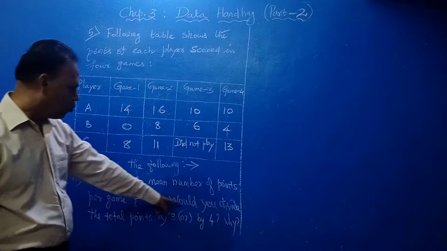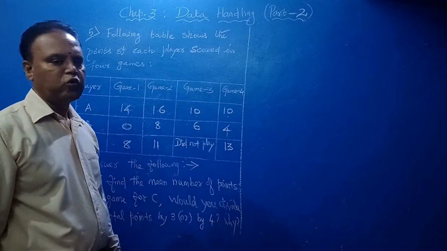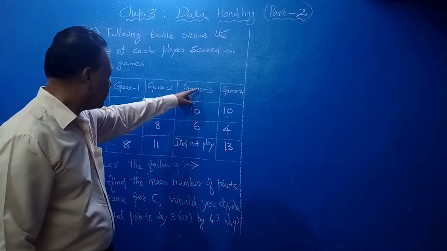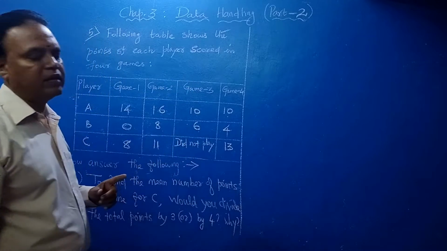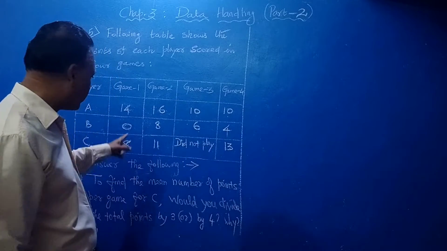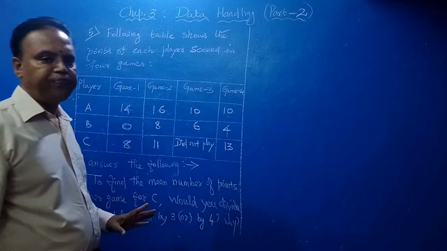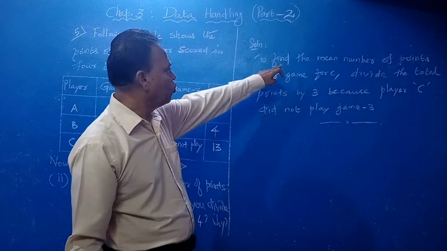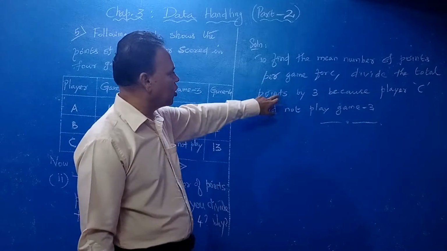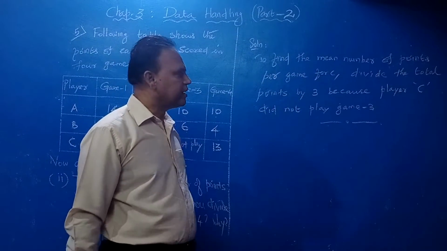That is all it asks you: would you divide the total points by 3 or by 4? So you have to divide it by 3. Why? Because he did not play game 3. That's why, when taking the average, we divide only by 3. So you write the answer like this: to find the mean number of points per game for C, divide the total points by 3, because player C did not play game 3.